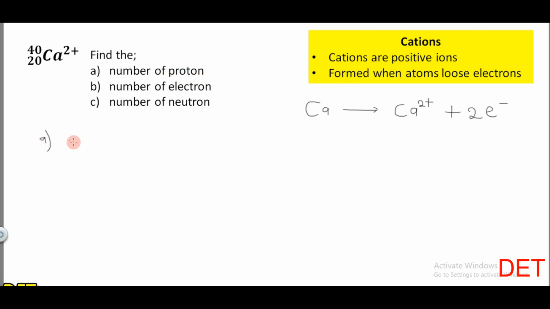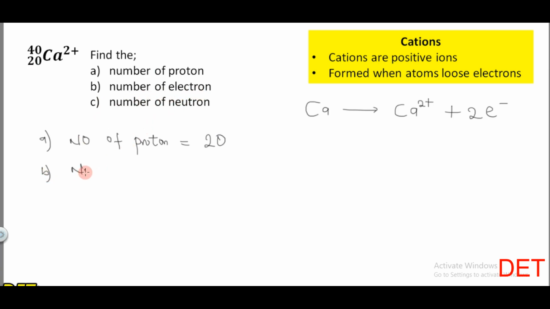So the number of protons is equal to the atomic number, which is what? 20. So it is equal to what? 20. Then B is to look for the number of electrons.